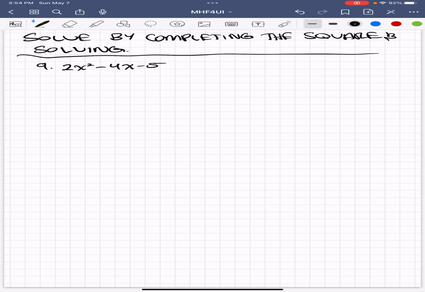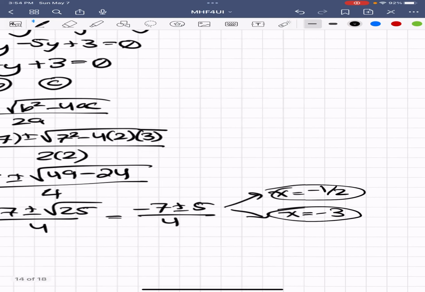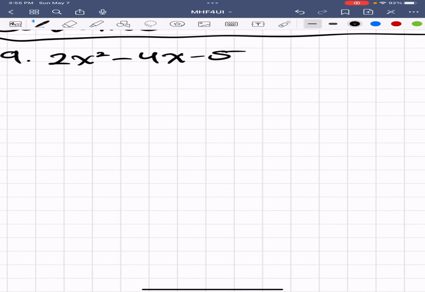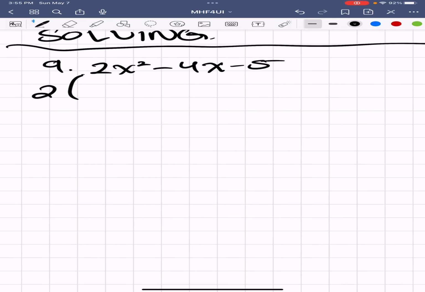Now we're going to be solving by completing the square. So we have 2x squared minus 4x minus 5. We're going to complete the square and then we're going to solve. If you are unaware of how to complete the square, I'll do my best to explain it in this video, but I'll also be posting another video that's just on completing the square. So if you're a little confused, don't be afraid, another video is coming soon. Okay, so the coefficient of 2 needs to leave, so we're going to divide everything by 2.